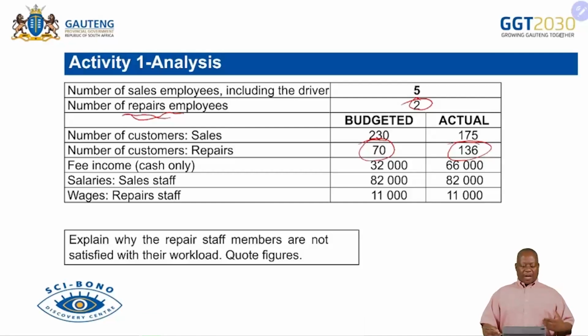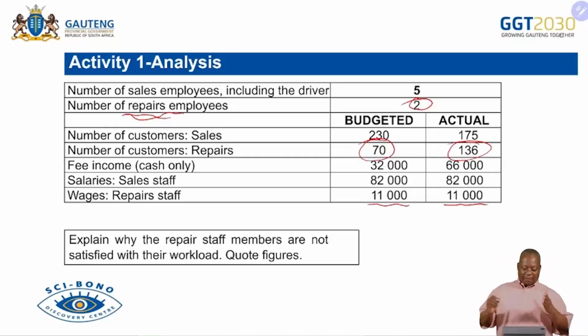Let's check what happened to their salaries now. They are budgeted to be paid how much? 11,000. And how much is it that they were paid? 11,000. These guys, they were never given even time to rest. They worked overtime and on overdrive all the time, and to be paid the same amount of salary. Do they deserve to be unhappy? Yes, I think they are justified for being unhappy.